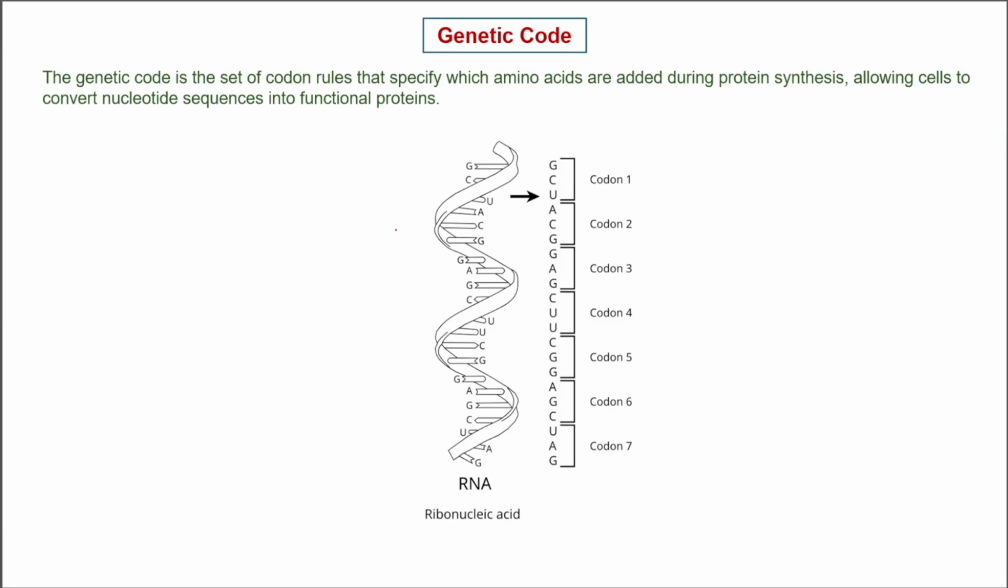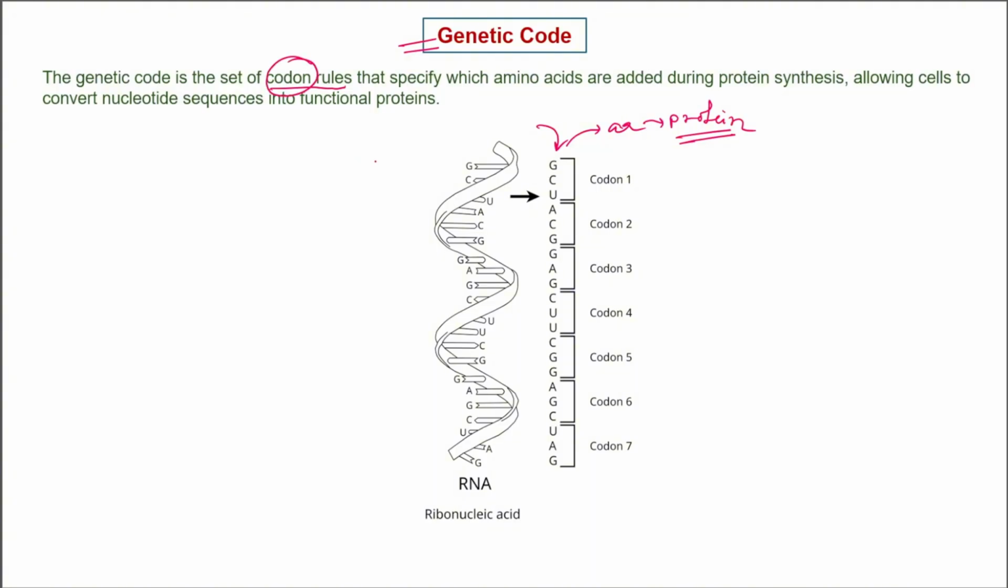Today we are going to explore one of the most elegant ideas in molecular biology, the genetic code. So the genetic code is the set of codon rules that tells the cell how to read the sequence of nucleotides in mRNA and convert it into the sequence of amino acids in a protein. So the genetic code refers to the instructions contained in a gene that tell a cell how to make a specific protein. So what is a codon?